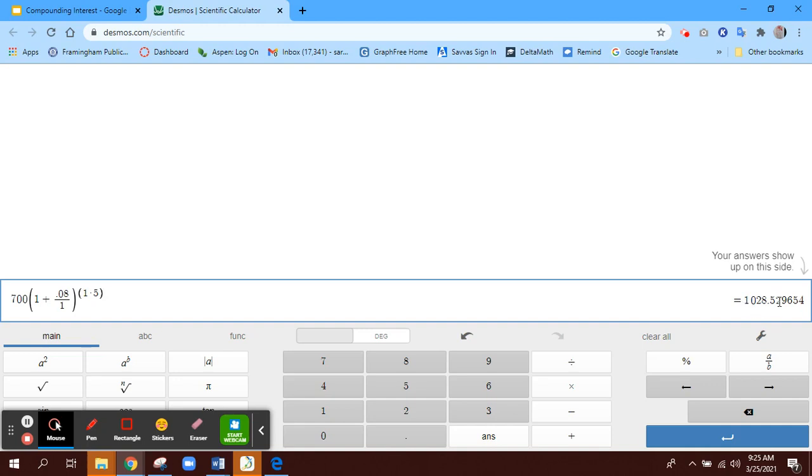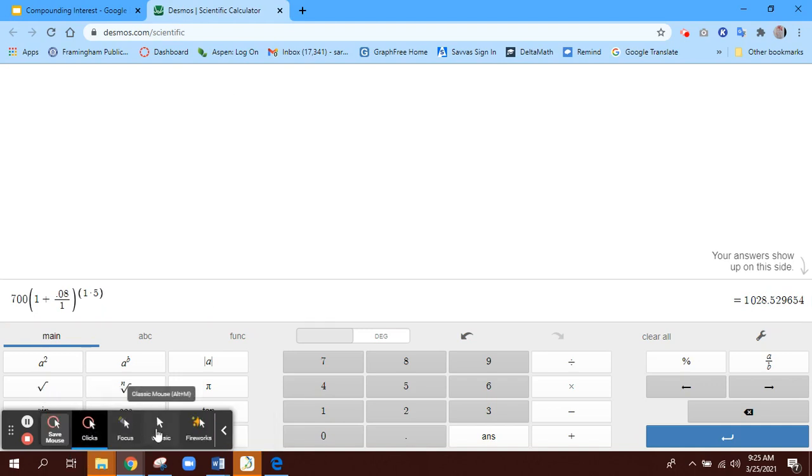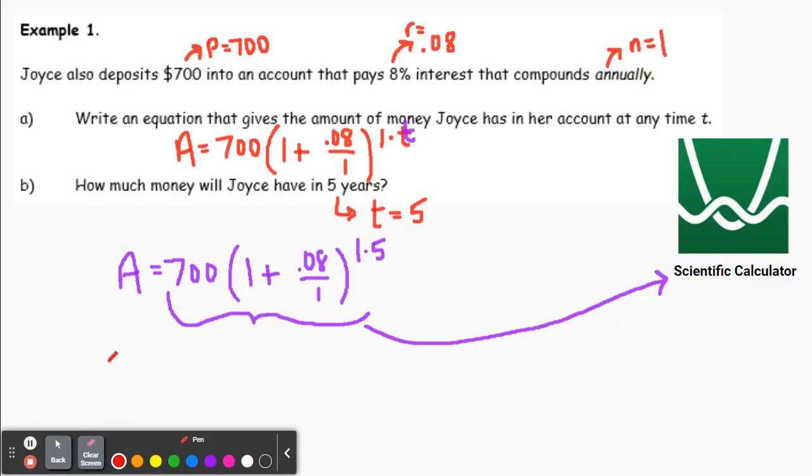So $1,028, and we're going to round that to 2 decimal places because this is a money question. So 2 decimal places would be appropriate. So 2 decimal places would round to 0.53. All right, so we know that our future value is $1,028.53.